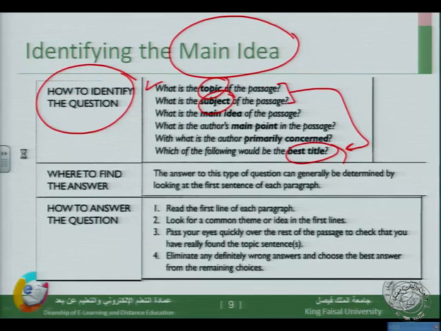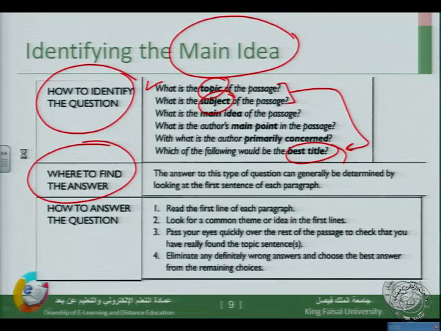So when you ask about the topic, subject, and best title, this is an umbrella for the whole passage. Okay? Where to find the answer? How can I find where to find the answer for these questions? The answer to this type of question can generally be determined by looking at the first sentence of each paragraph. So if you have a passage of one paragraph, you need to look at the first line of this paragraph to guess the main idea of the whole passage.